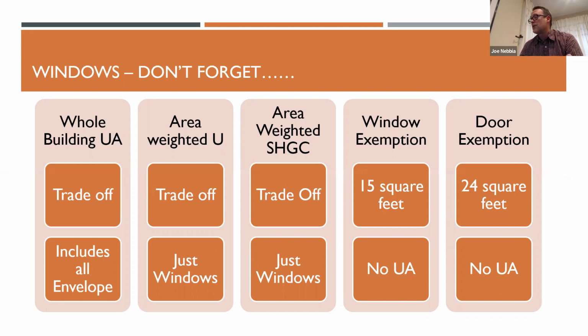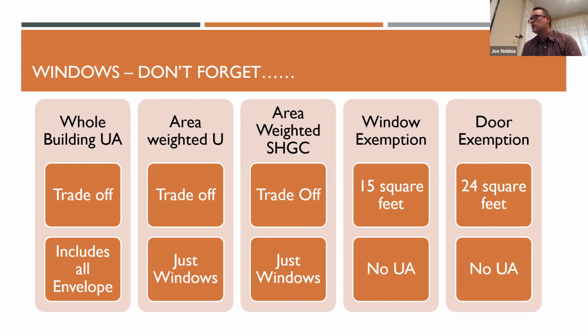You can also do an area weighted U value calculation just of your windows. So for example, if I've got one window that's missing the sticker, but the rest of my windows are actually better than code, I can do an area weighted average of all my windows and show compliance by showing that on average, my windows are compliant. The same thing goes with solar heat gain coefficient, although that's not actually applicable in climate zone 6 to 8.